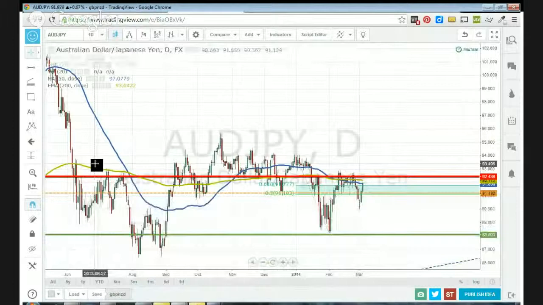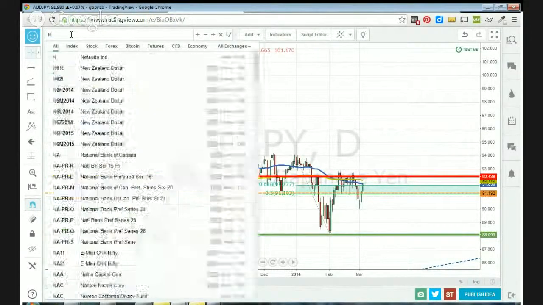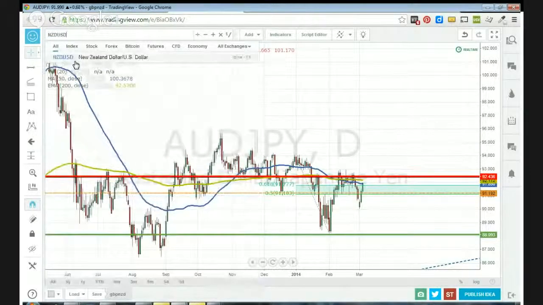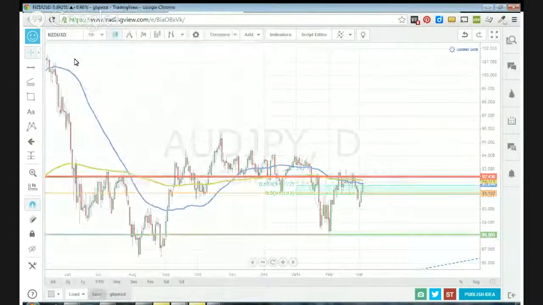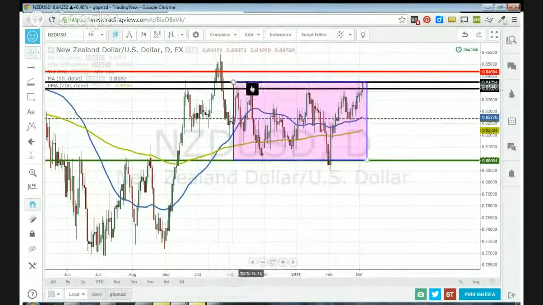The other trade I have on, there's some more. I have on Kiwi dollar, and this one just got filled moments ago. So I'm trading this range. You can see this blue box here. I'm trading this range.